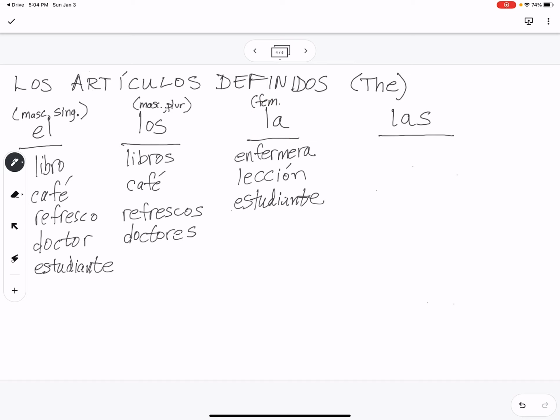And then we can do the same thing over here with las. Because remember, la, just like el, is feminine, but it's also singular.